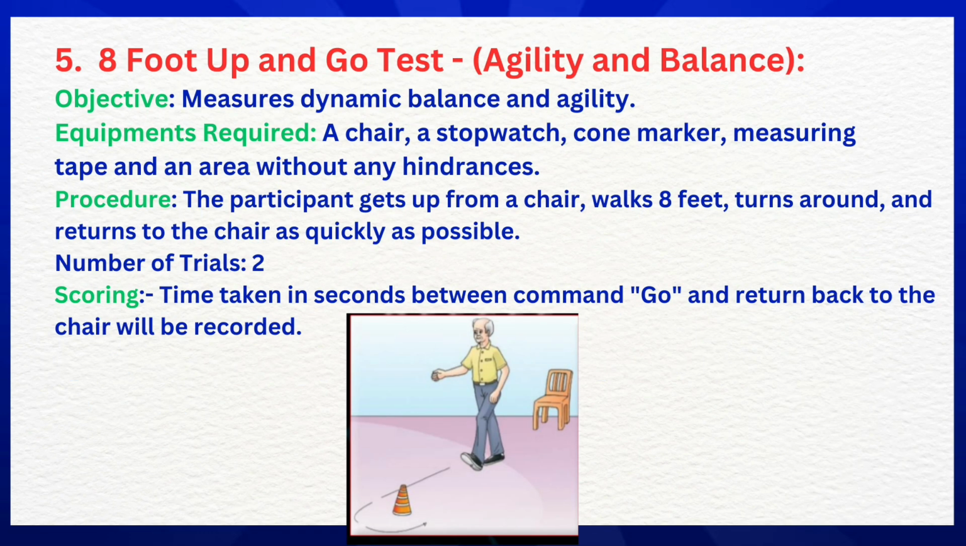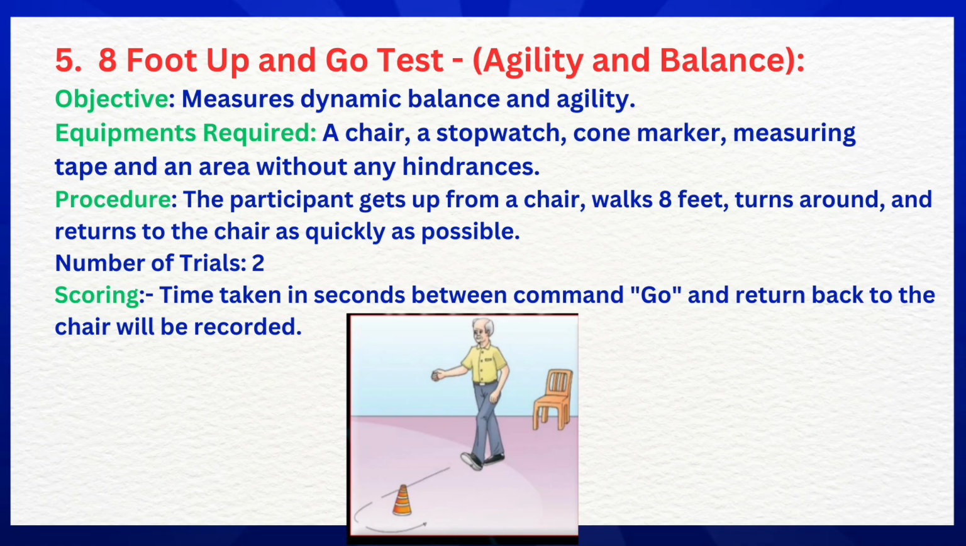5. Foot up and go test. Objective: measures dynamic balance and agility. Equipment required: a chair, a stopwatch, a cone marker, measuring tape, and an area without any hindrances.